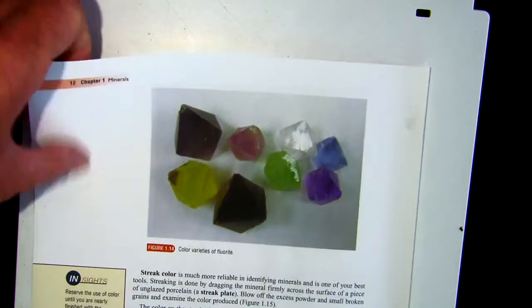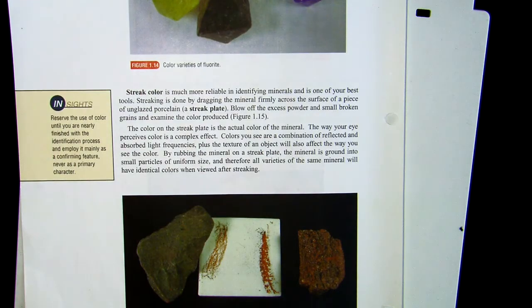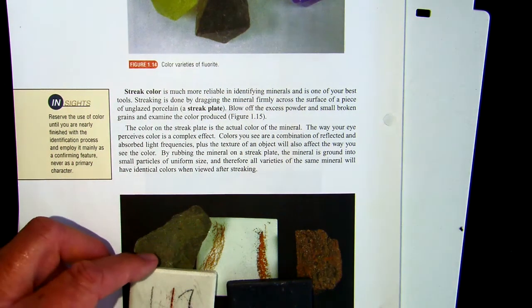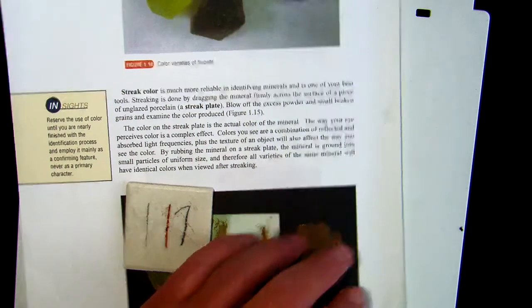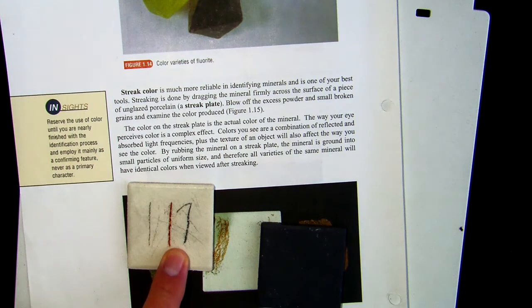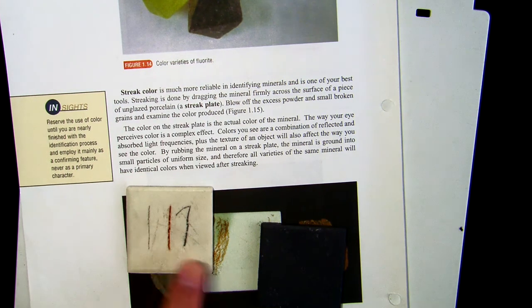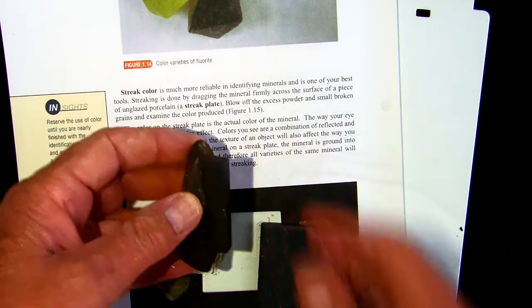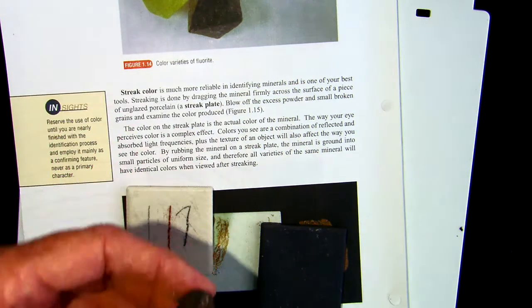Another thing is called streak. You will have a streak plate. You have two of them, a black one and a white one. This black streak here is from magnetite. This is from hematite. Magnetite has another lovely quality. A magnet will stick to it. Have one of those in your kit.